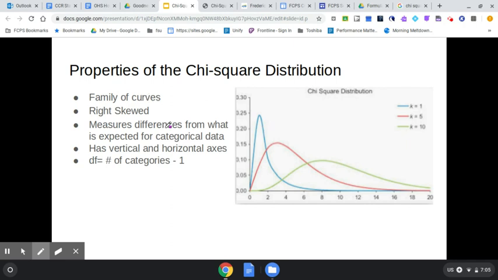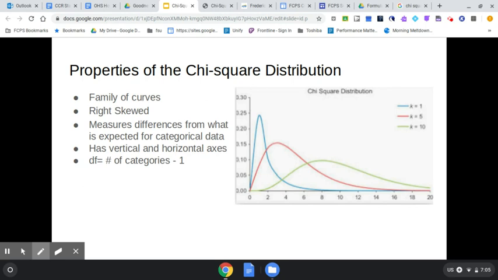What it does is it measures difference from what is expected for categorical data. So this is the first curve, guys, that we've looked at that hasn't been numerical. So this is used for categorical data. So categorical or qualitative data is like hair color. And so we'd be looking at the frequency of each hair color, or the number of M&Ms in a bag. So the different colors of M&Ms.